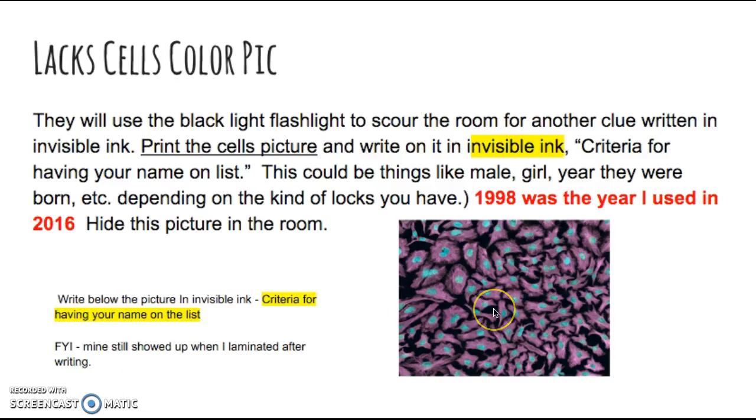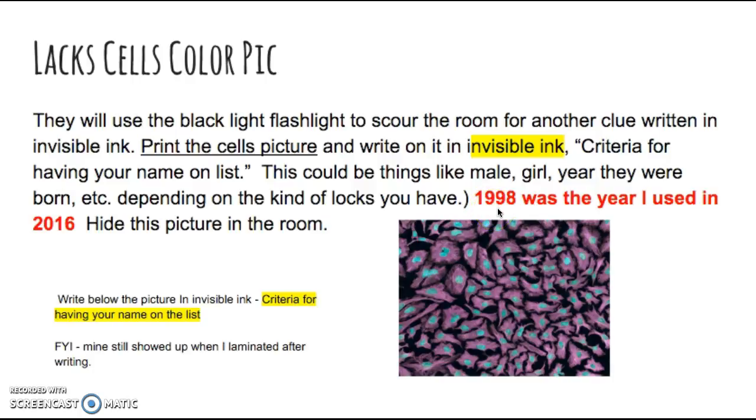This clue is also hidden in the room. It's a picture of the HeLa cells, and it has the information written in invisible ink. So this is at the top of the page. There's blank space at the bottom of the page where you'll write in invisible ink the criteria for having your name on the list. We used the year that most of them were born, which was 1998.